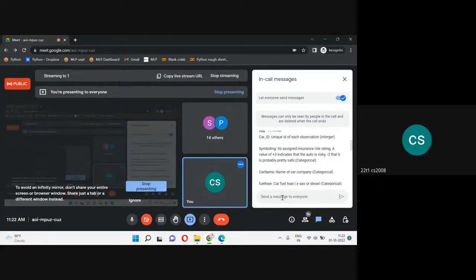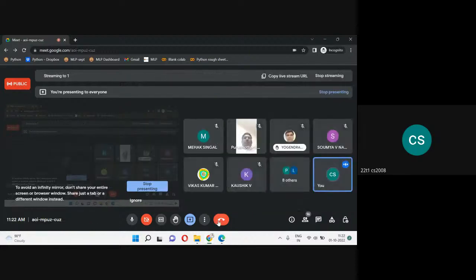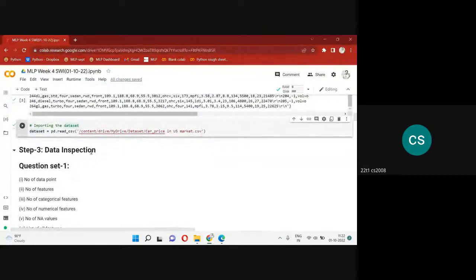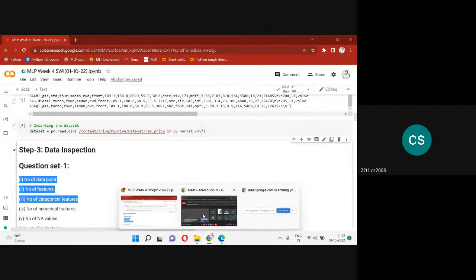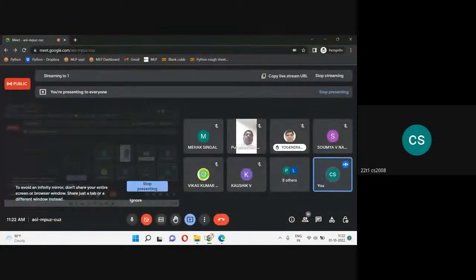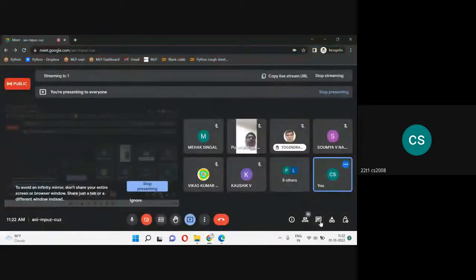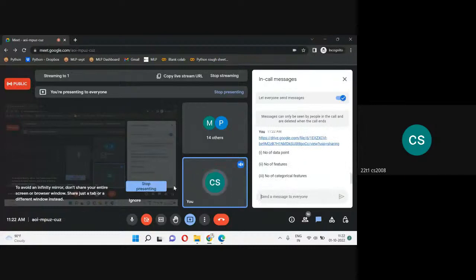Mac, you can use this link to download the dataset and load it in a blank Colab. That is what you have to do as of now, and after that we will move forward. Whoever has loaded the dataset can try to answer these first three questions. Once you are done with these first three questions, after that we will move forward. I'm pasting the first three questions here in the chat box.